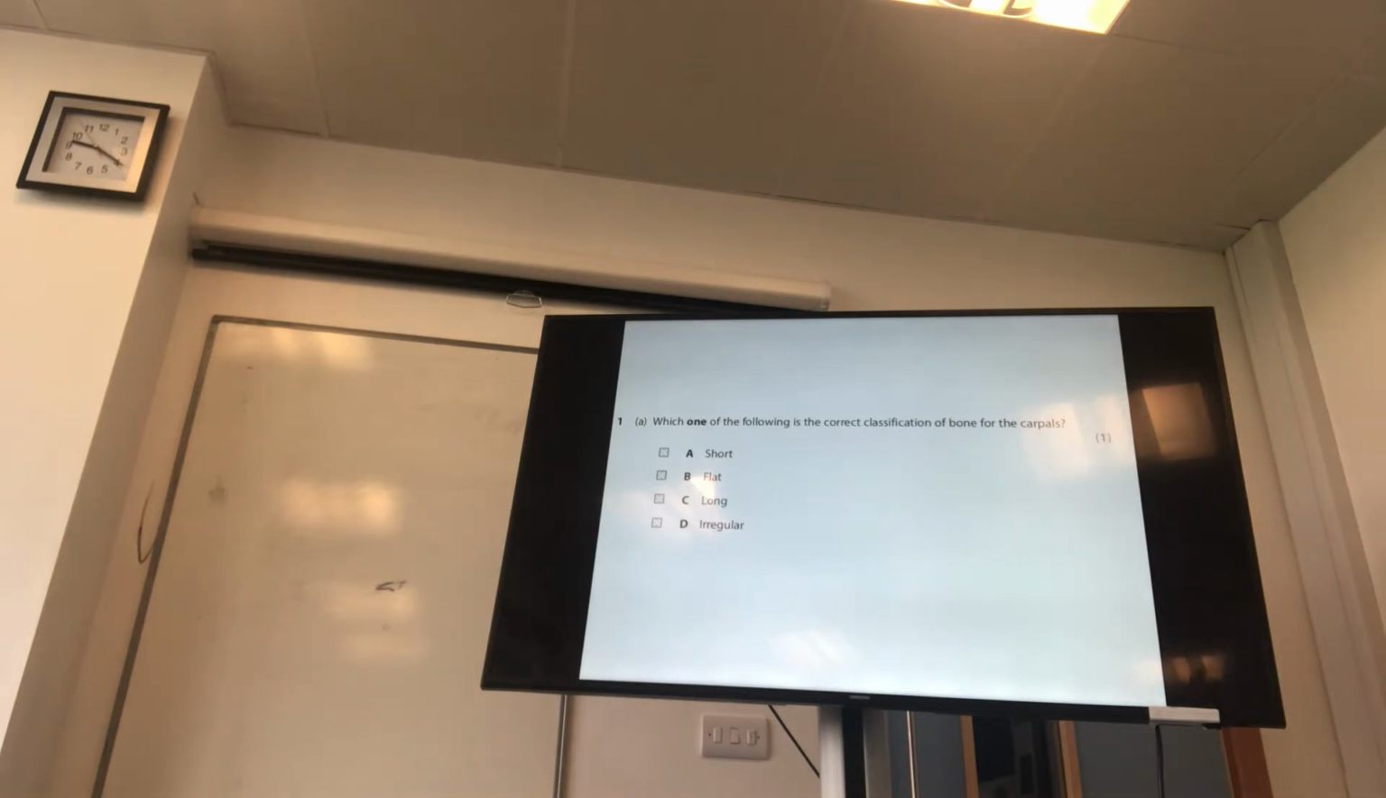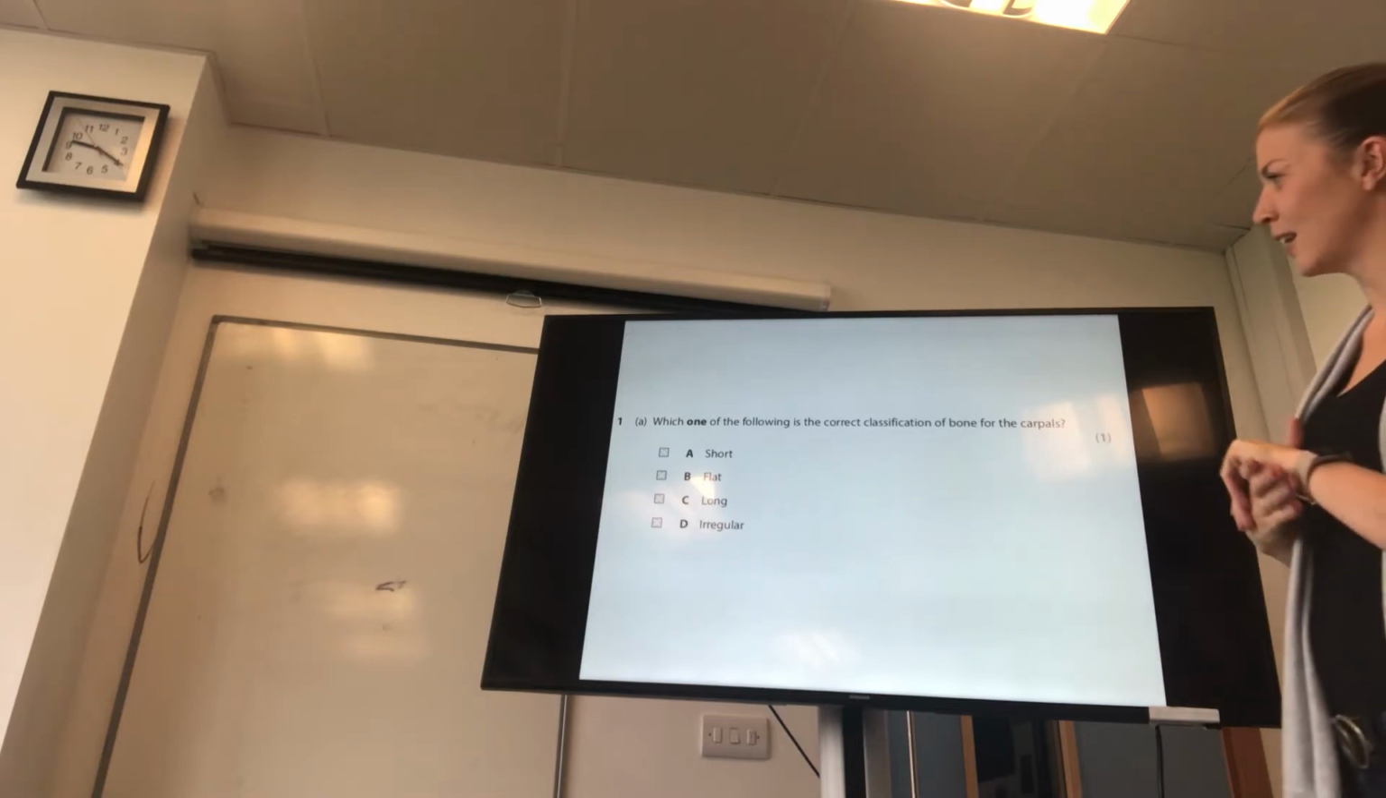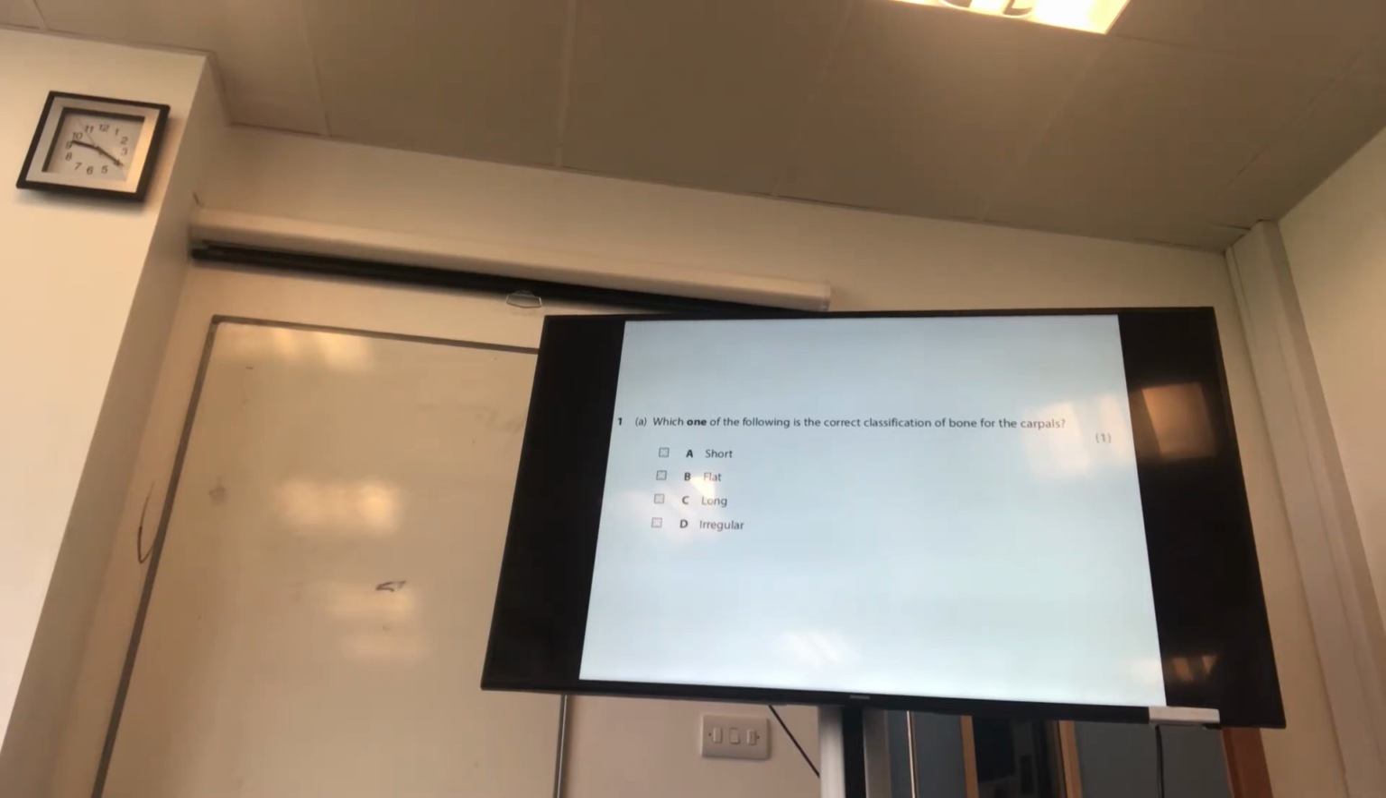Which one of the following is the correct classification of bones? Don't say it out loud yet. Just write A, B, C, or D. Which of the following is a correct classification of bone for the carpals?